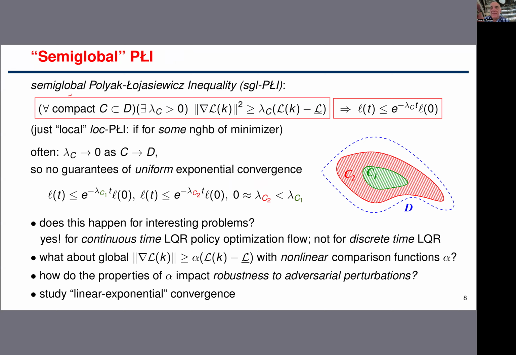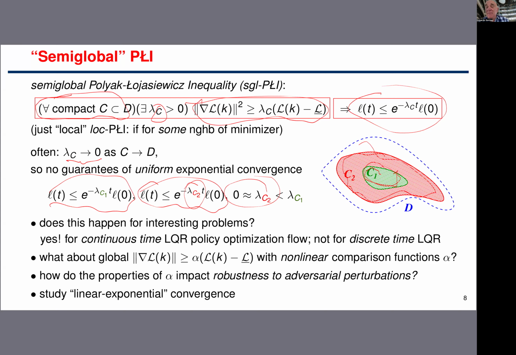Typically what we know is that for every compact set C, there exists a lambda that depends on C where this inequality holds. Therefore, if we start in that compact set, or maybe assume the compact set is forward invariant for simplicity, we have a nice exponential rate of convergence. However, as we take bigger and bigger compact sets in the domain of interest, for example in the set of stabilizing feedbacks for a given system, that constant might go to zero as we approach the boundary. So we may have an exponential rate of convergence on one compact set, say C1, and a different rate on C2, but as C2 gets closer to filling all of D, the rate could go to zero. In fact, this is what happens in the continuous-time linear quadratic regulator policy optimization flow that I gave as an example a minute ago.